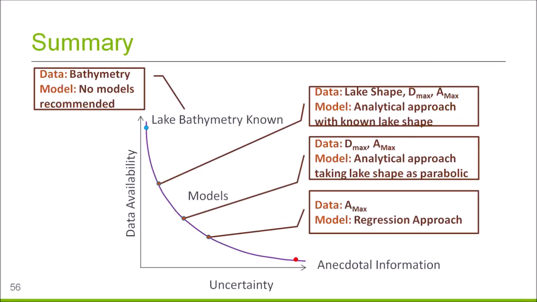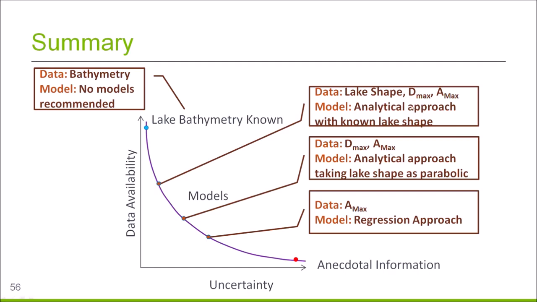Now, if I come back to the very first schematic diagram I showed, the relationship between data availability and uncertainty. This is where you should not use any of these models, where you have lake bathymetry available. So you should not use any model at all. When you do have some information available, you may use these. For example, if you have information on lake shape, maximum depth and maximum area, you should use the analytic approach that we showed.